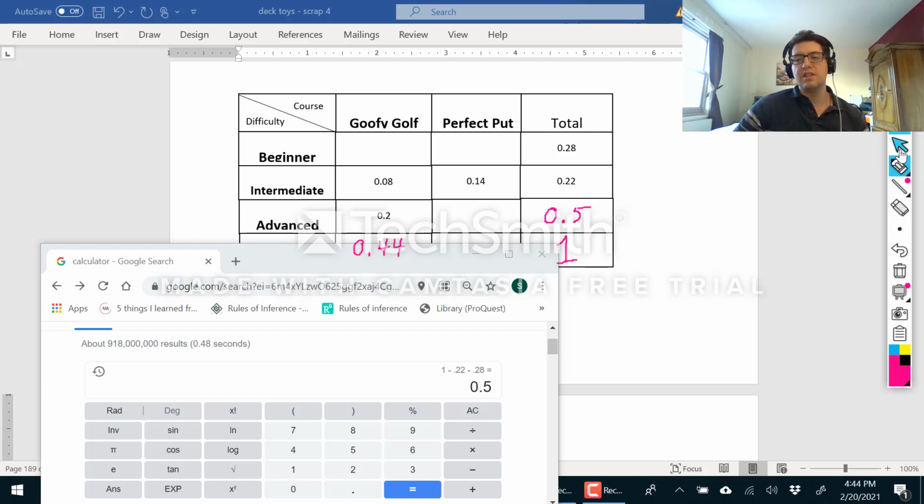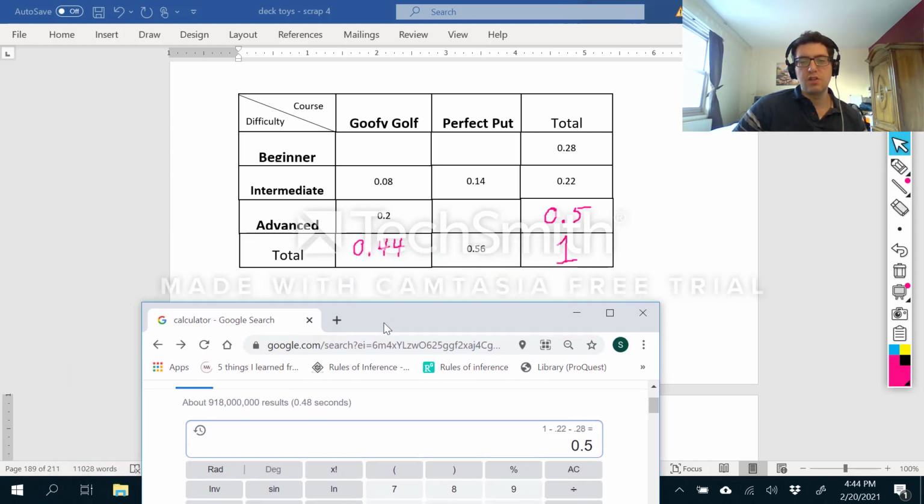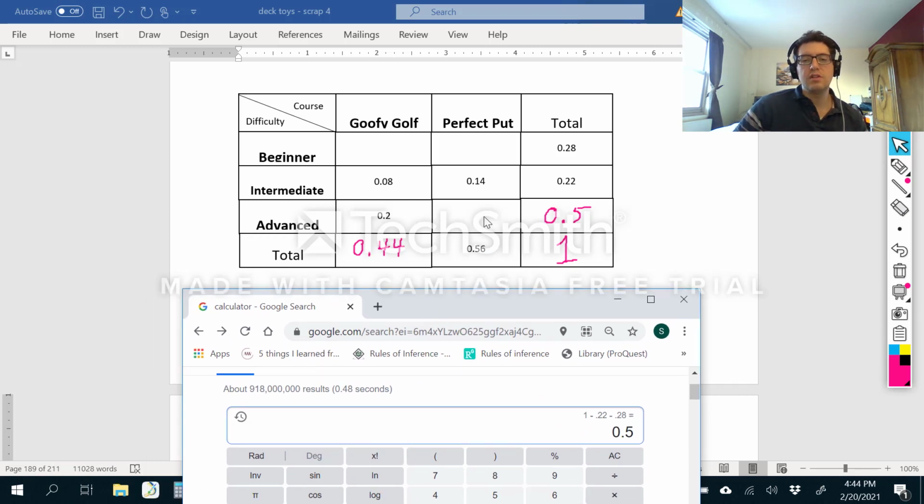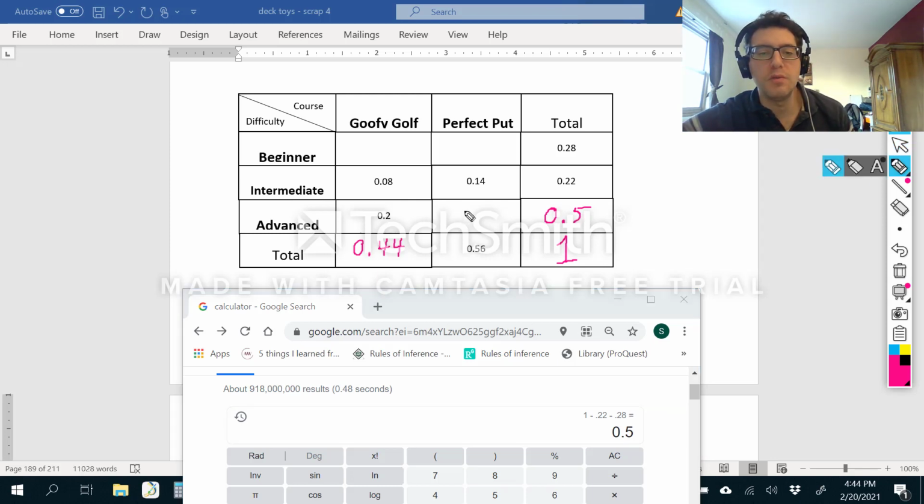Okay, and we can just continue doing stuff like this until we figure everything out. So let's see, what else? To figure out what this one should be, well, I know that this plus this must be equal to this, and therefore this minus this must be equal to this. So 0.5 minus 0.2 gives me 0.3.